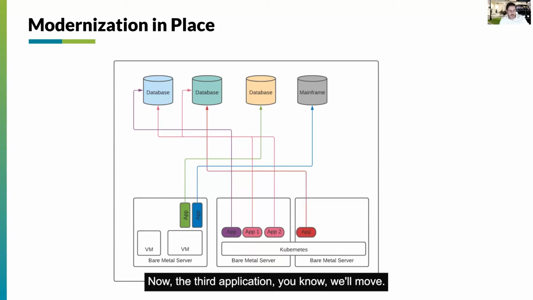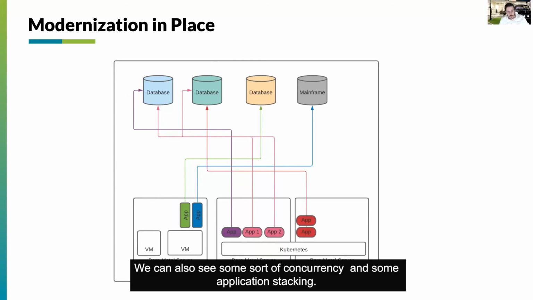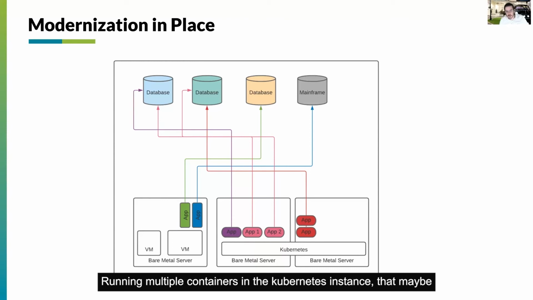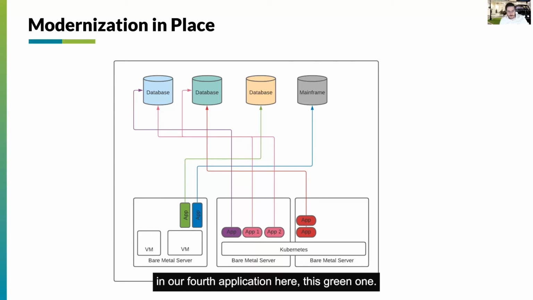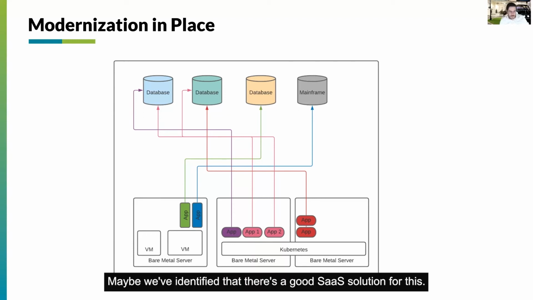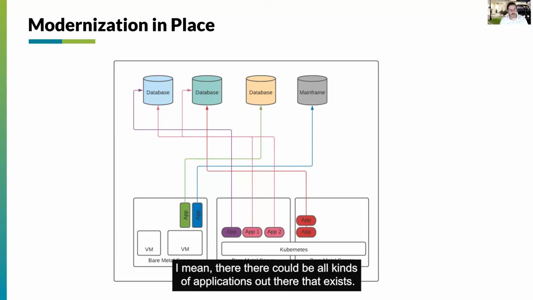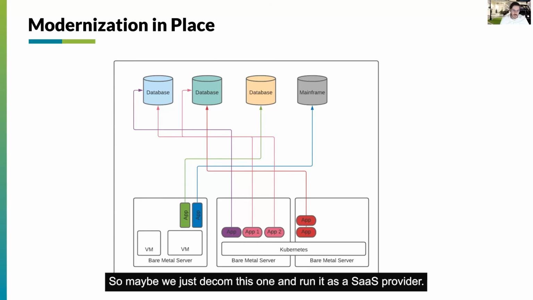The third application, we'll move. We can also see some sort of concurrency and application stacking, running multiple containers in that Kubernetes instance. Maybe this is an application that uses more application space, maybe not. And our fourth application here, this green one, maybe we've identified that there's a good SaaS solution for this. Maybe this was a ticketing application, and Jira is a good place for it, or who knows? I mean, there could be all kinds of applications out there that exist. So maybe we just decom this one and run it as a SaaS provider.